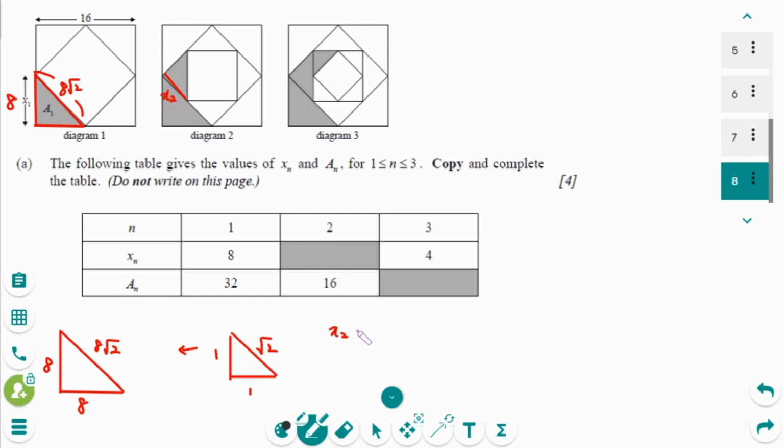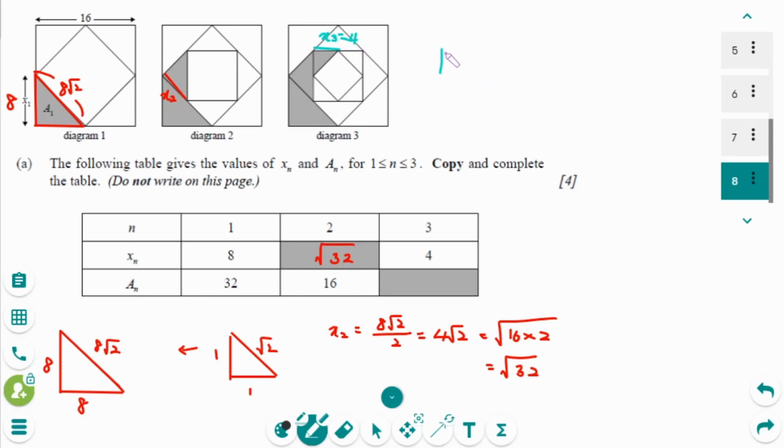So x2 equals 8 square root of 2 divided by 2, which is 4 square root of 2, equals square root of 16 times 2. The final answer is square root of 32. This part is square root of 32. This length is x3, which is 4.